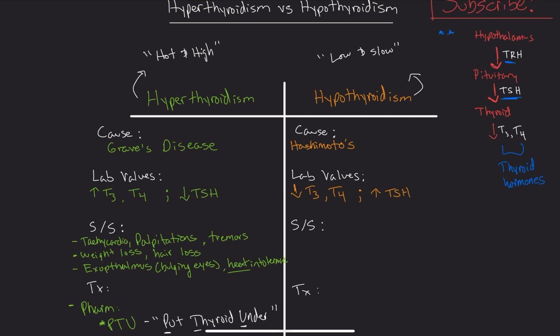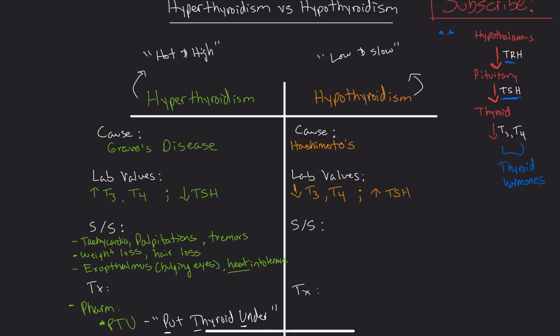Now, once again, this video is strictly focusing on primary causes. If it was a secondary hypothyroidism, that's when you could see a low thyroid stimulating hormone, and that would be the root cause of the low T3 and T4. But like I said, in this video, we're just focused on primary hypothyroidism. So the issue is the thyroid itself. Even though it's getting adequate stimulation from the thyroid stimulating hormone from the pituitary, it's still unable to produce adequate thyroid hormones. That's why you see your low T3 as well as your low T4.